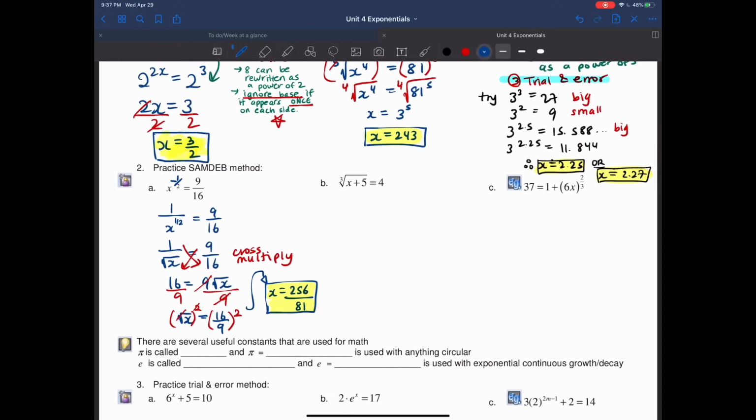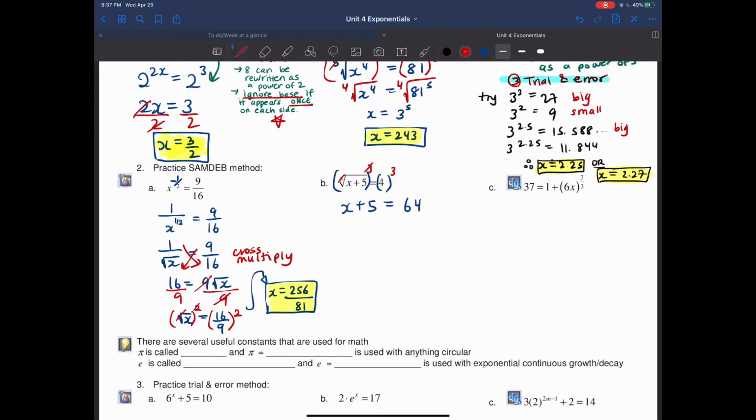Okay, question B. So I have 3 cube root of x plus 5, and then 4. All right, I want to make sure I put brackets here. It's a binomial, right? I don't want to make any mistakes. Well, to get rid of the cube root, I should cube it on both sides. And when I do that, I will get x plus 5, just because these will cancel out. And I'll get 4 cubed, which is equal to 64.